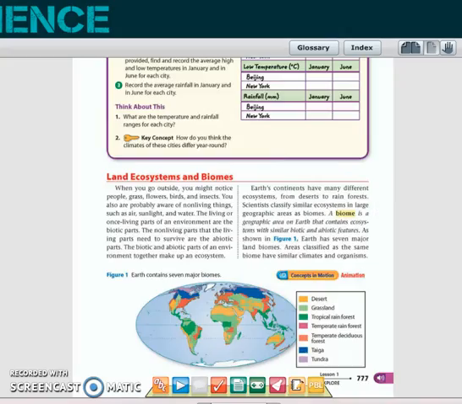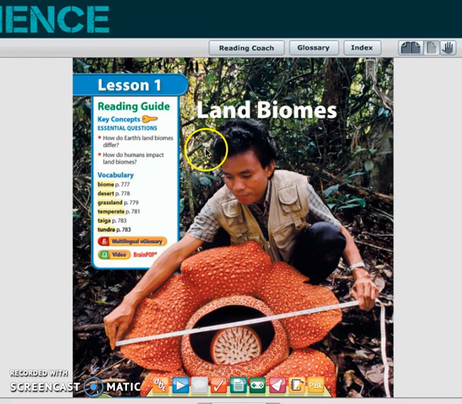to make sure I know what I've read and I understand what I've read, I want to go back to these essential questions and take the time to write out my answers to them to make sure that I can give an in-depth answer to each one of them. And if I can, then I probably understand about the land biomes.